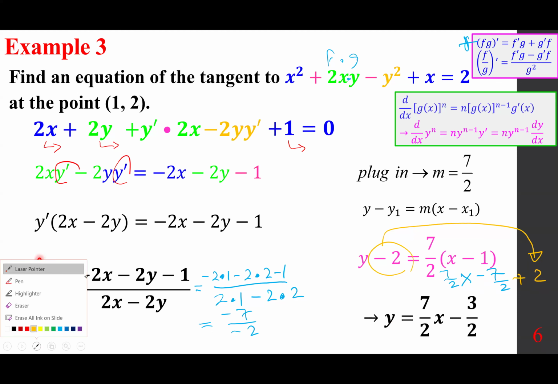Therefore, the equation of the tangent line is y equals 7/2 x minus 3/2. The pair that belongs to the original expression also works for the tangent line, and you can check it out, and it just tells you that this process was done right.